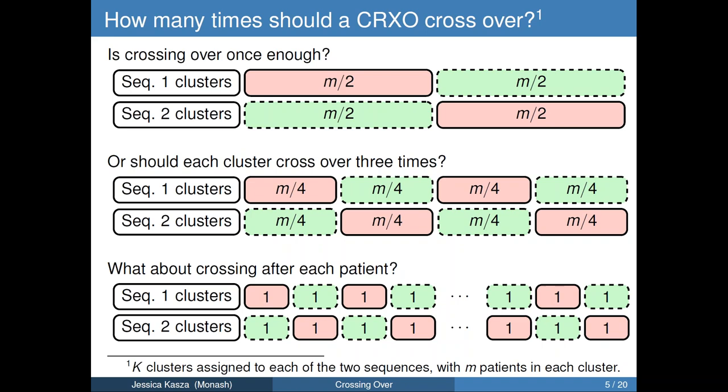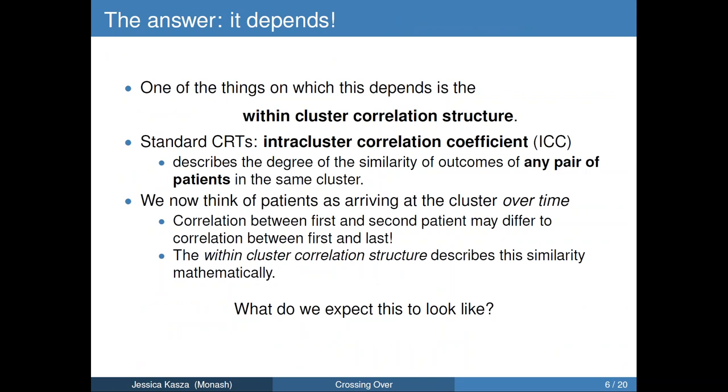Well, the answer is, of course, it depends. It depends on a whole bunch of things. And one of the things on which this depends is the within cluster correlation structure. In standard cluster randomized trials, if you're familiar with these, you may have heard of the intra-cluster correlation coefficient. This is the quantity that describes the degree of similarity of the outcomes of any pair of patients within the same cluster. So this is a key ingredient of sample size calculations for standard cluster randomized trials.